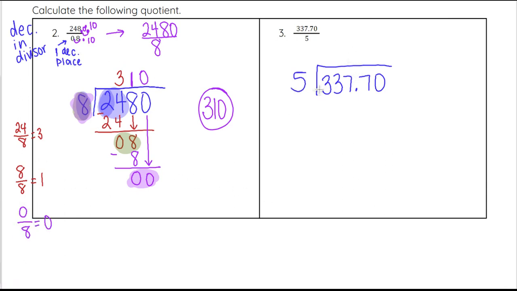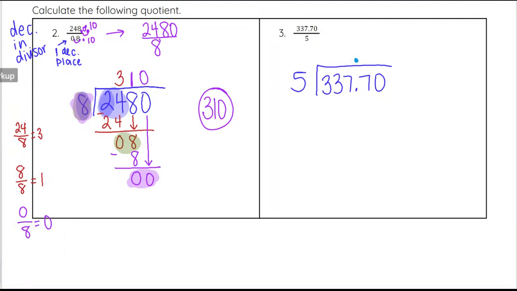And what we want to do, since we do have a decimal point in our dividend, we are going to go ahead and bring up that decimal point right above where it was in the dividend in our quotient. So we are going to have a decimal point there, and we will solve the problem just like normal, but there will be a decimal point there in our answer.